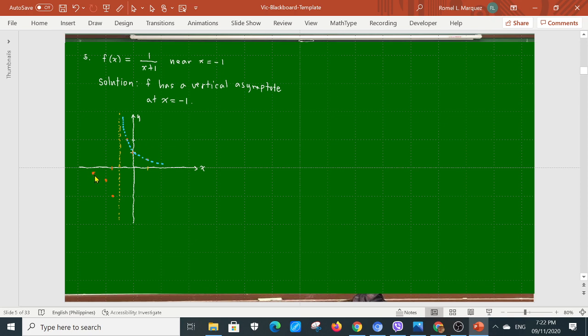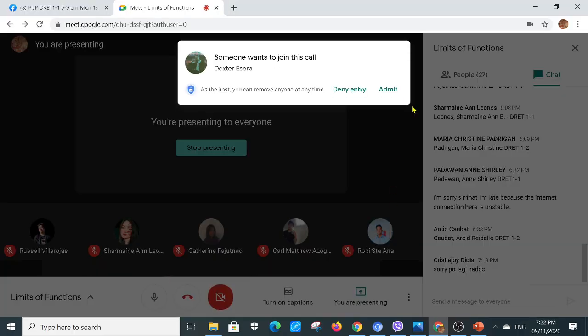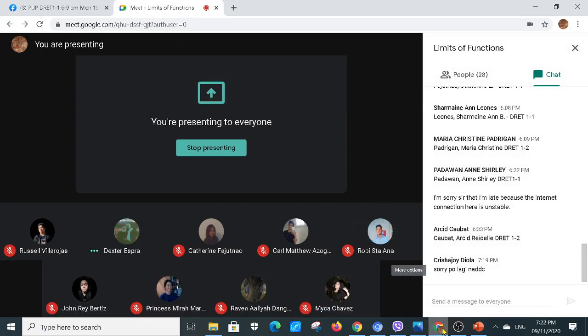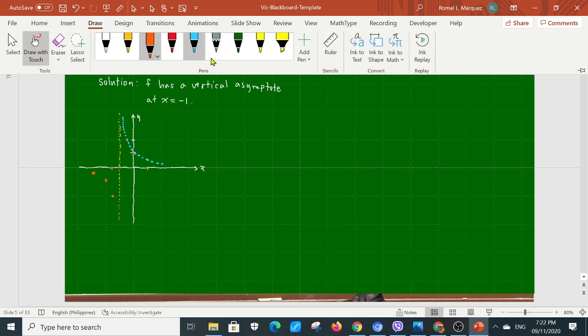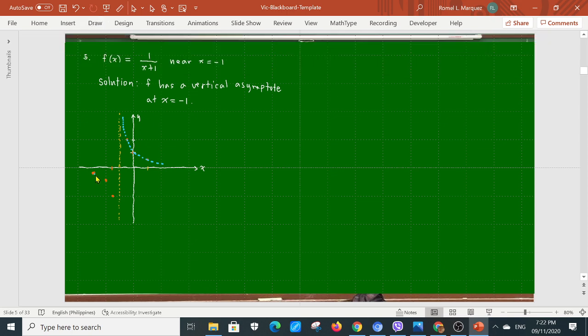So that's how the graph looks like. Okay, so let me trace it well. So that's the graph.